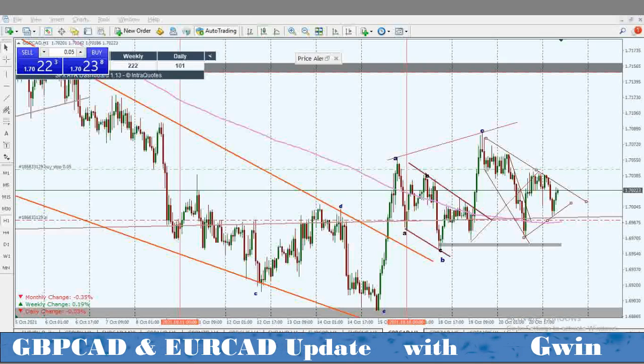I want to see price clear this previous structure, because you can also see price come way here and then return back down. So you don't want to see that. You want to see price confirm and then clear the structure, and once that happens, we could be riding this pair to the upside. So with that, I wrap up this one.